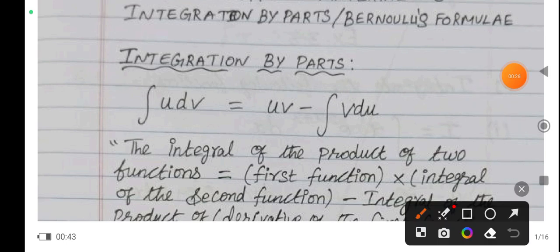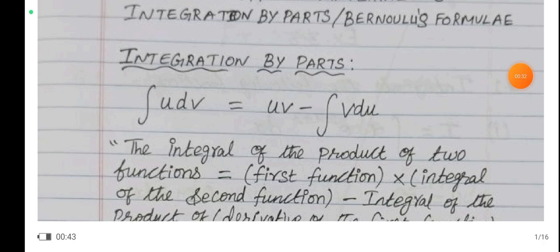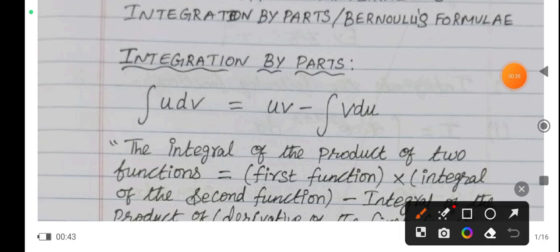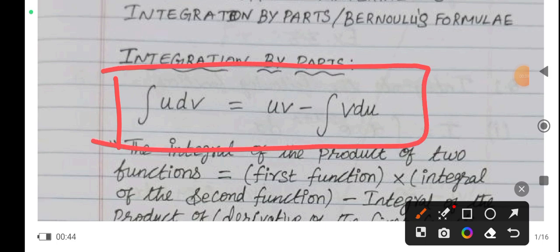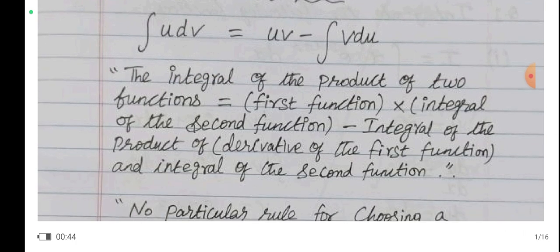How in differentiation we use the product rule, (uv)', like that way only, but here there are some differences. What and all differences we'll see. See, integral u dv equals uv minus integral v du. First difference, in the product rule we say uv, but here u dv. So that you have to understand.